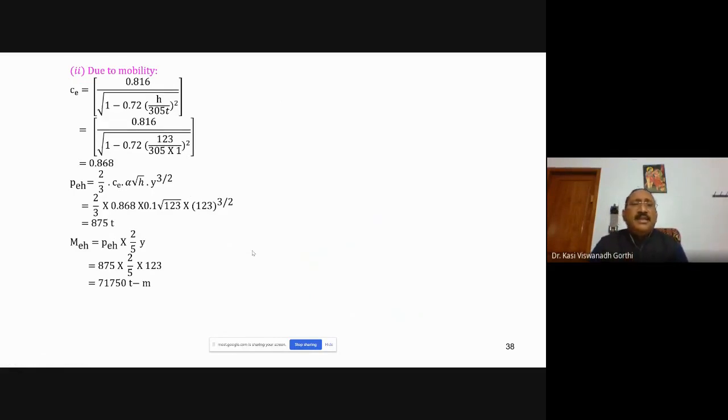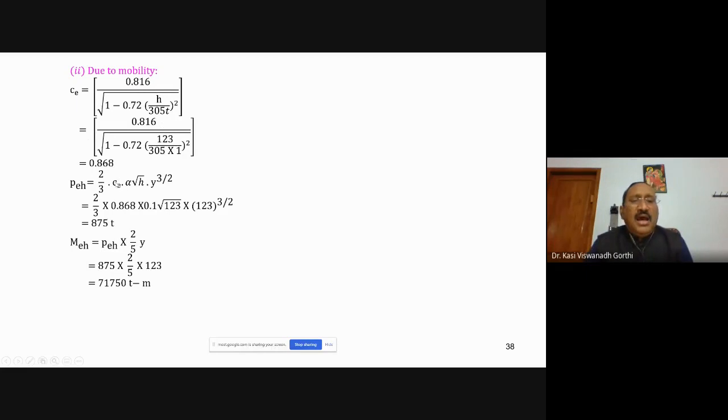Then due to hydrodynamic pressure, we have the equation given, PH and MEH, the earthquake force and moment. So 2/3 of CE alpha root H into y to the power 3 by 2. What is CE? CE is a coefficient given by this equation, in which you need to have the value of H as well as T. Earthquake time period is given to be 1 second, and H is 123 meters. So substituting that, you get the value of CE as 2.868.